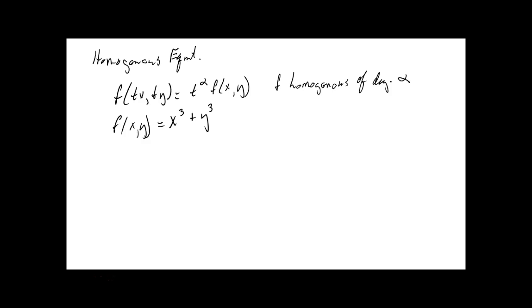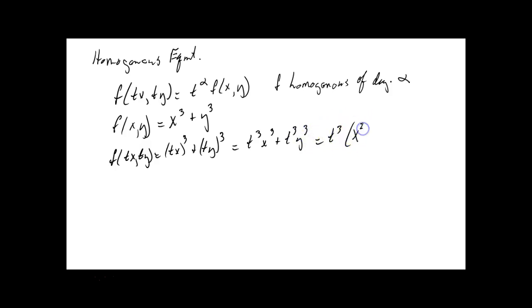Now, this test they do, yeah, it's right. f of tx, ty would then be tx cubed plus ty cubed, and that would be t cubed x cubed plus t cubed y cubed, which would be t cubed times x cubed plus y cubed, and that would be t cubed times f of x, y, where you started. But why go through all that? Just look at them and see.